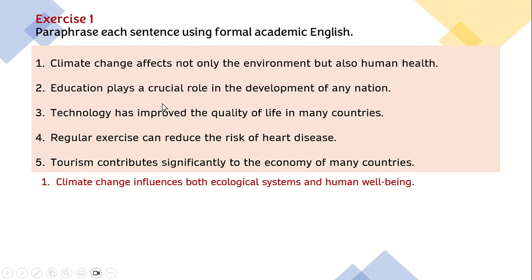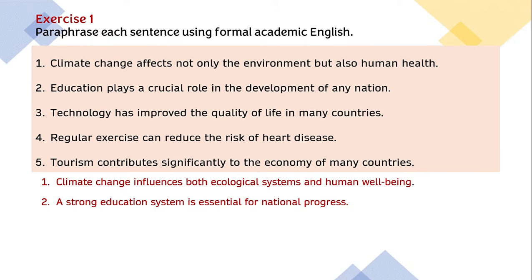So if I want to paraphrase this one, we can say a strong education system is essential. Essential means crucial. For development, this is progress. Any nation, we can say national, for national progress. So a strong education system is essential for national progress. The third one: technology has improved the quality of life in many countries.